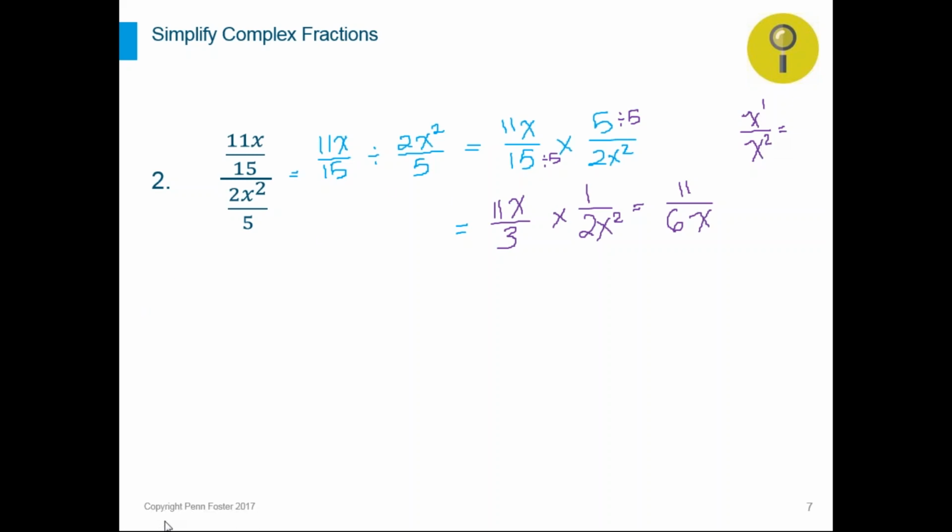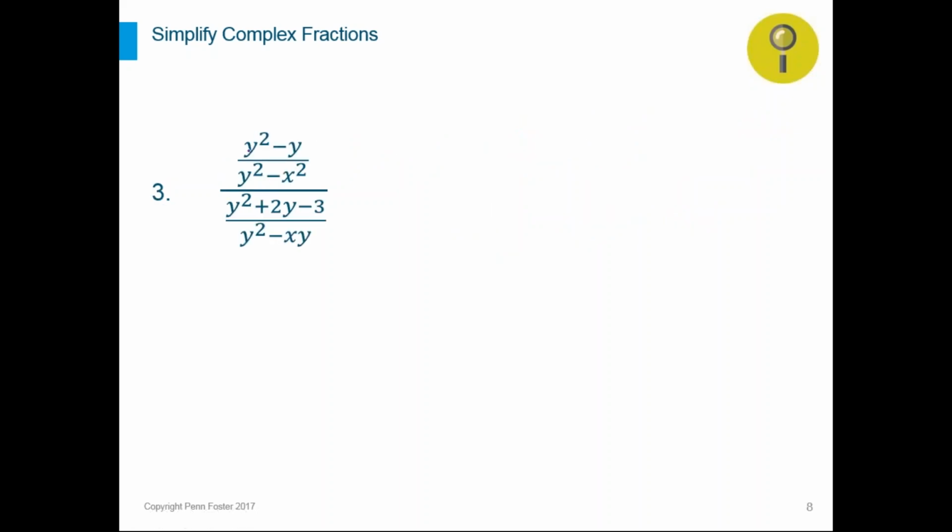Okay, let's proceed then to a more advanced problem like this. Okay, this one looks a bit scary, but we need to keep in mind, no matter how scary or overwhelming the problem looks, if we know the steps, if we know the order of the steps, if we do the steps correctly, then I'm not going to care about how the problem looks. I know that this is a complex fraction, and we know how to simplify that.